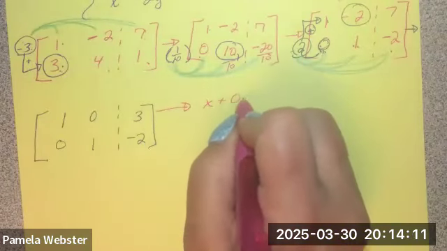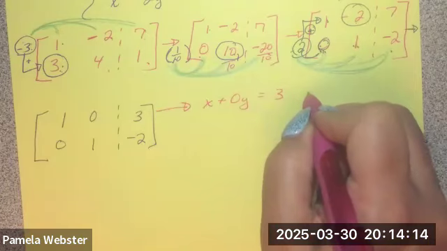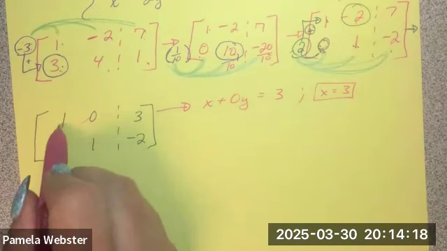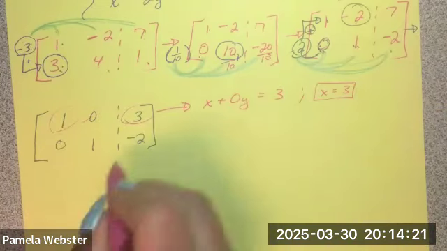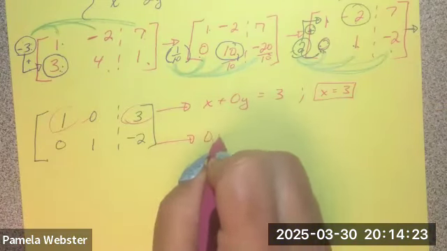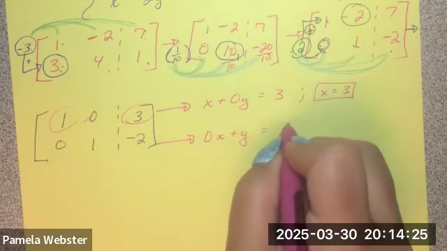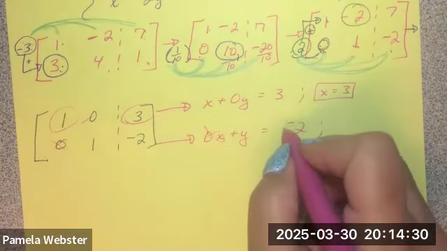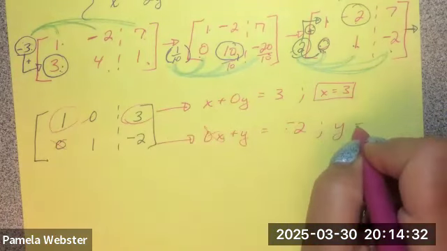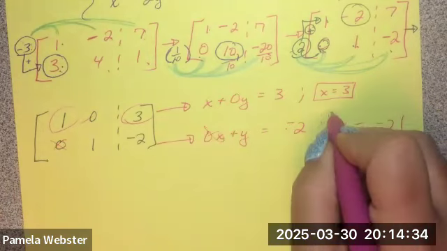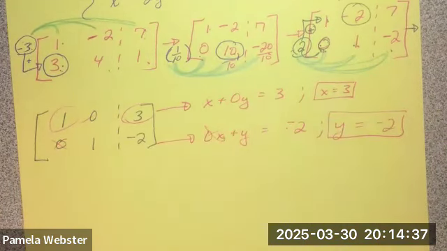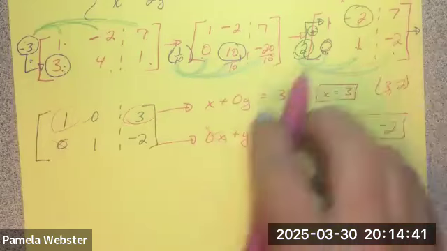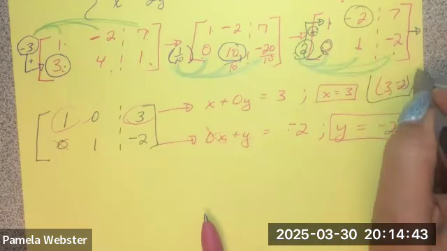Literally, x plus 0y equals 3. X equals 3. That's how I read that one. Just ignore that. X equals 3, right? What about this one? 0x plus y equals -2. We'll ignore that one, right? We don't care about that. We got y equals -2. Sorry, I read it backwards. Okay. That's what we wanted, right? That's my solution. 3, -2. That's it. That's my solution.